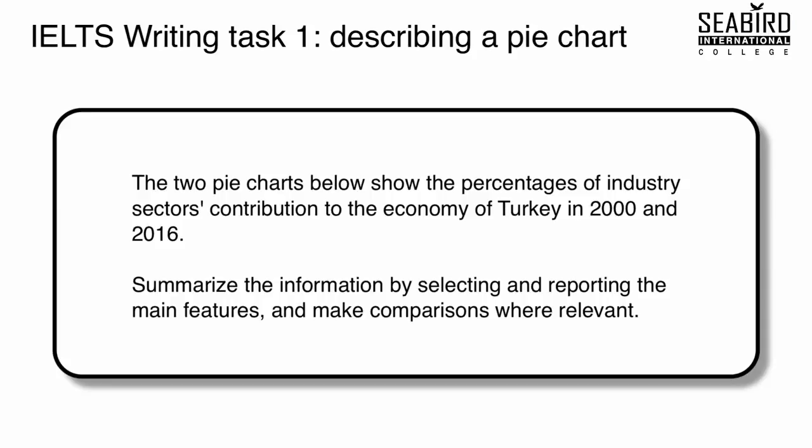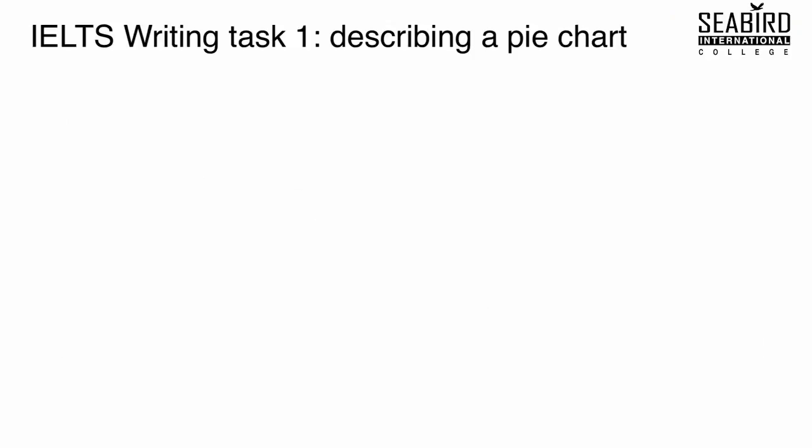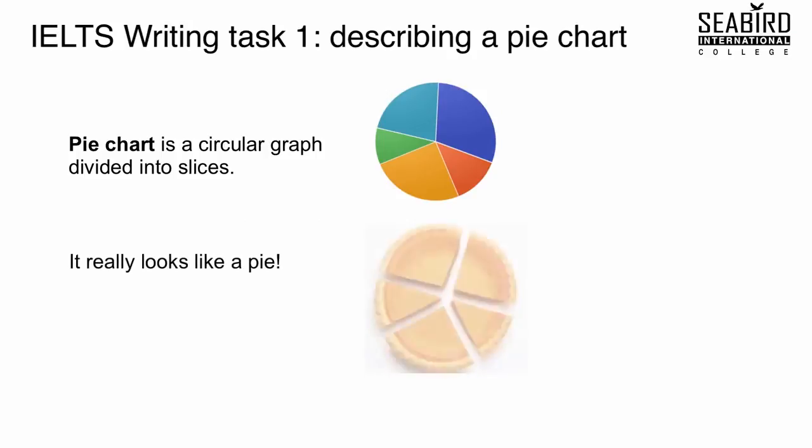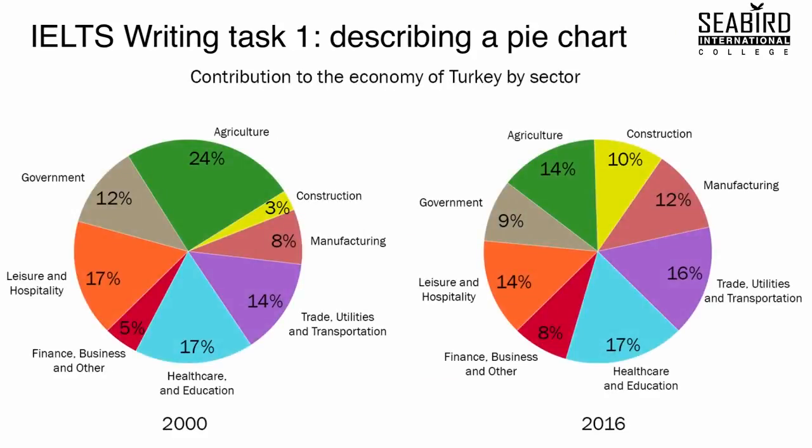Okay, now let's look at the pie chart. As you know, pie chart is a circular graph divided into slices. Well, it really looks like a pie, so that's where its name came from. Now let's return to our chart. What we can see, the name of our chart is Contribution to the Economy of Turkey by Sector. We have two pie charts. The first one corresponds to the year 2000, and the second one corresponds to the year 2016.